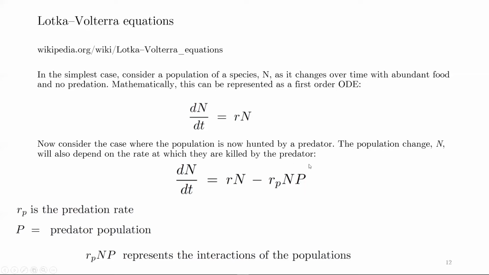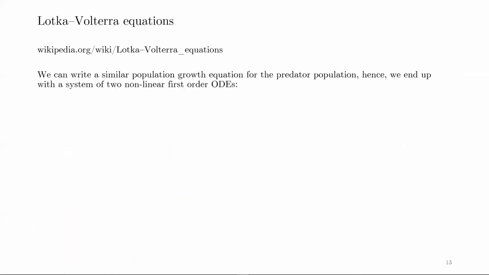So this extra term here is basically the interaction of the two populations: the rate of predation, or in other words, the rate at which these two populations contact each other, multiplied by the population of prey, multiplied by the population of the predator. And so we would have an additional equation for the population of the predator here, and that would be two coupled nonlinear ODEs. Okay, so that was basically by way of motivation.